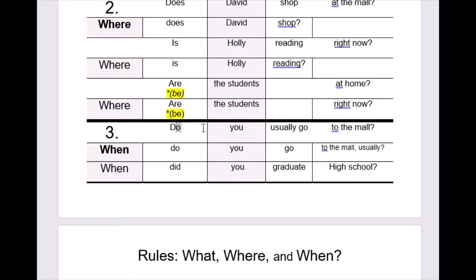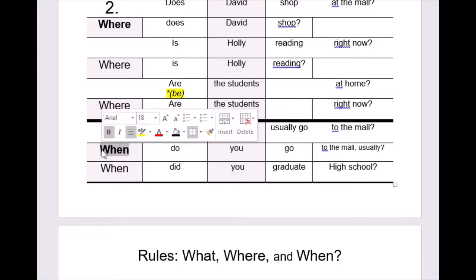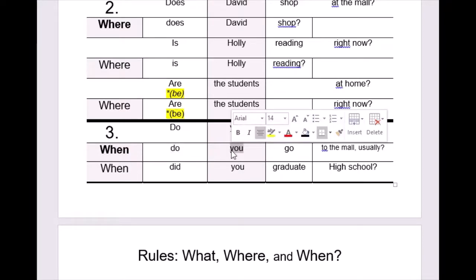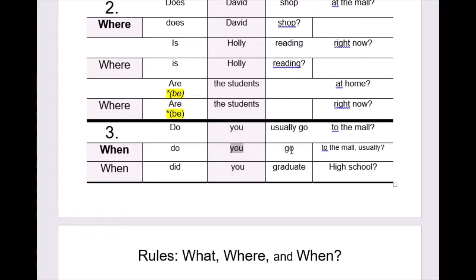So finally, do you usually go to the mall? That's a yes or no question. So information question, when, question word, helper verb, do, subject, you, main verb, go, and then after the verb, to the mall usually. When do you go to the mall usually? Or when did you graduate high school? So asking about what verb tense is this? Is it the present, future, or past? It's the past tense, okay?